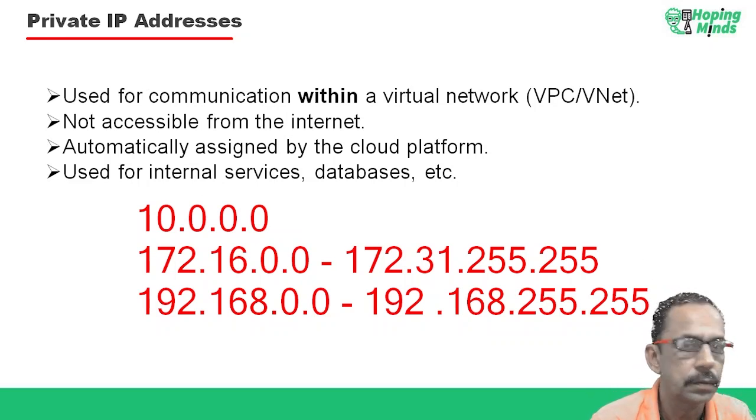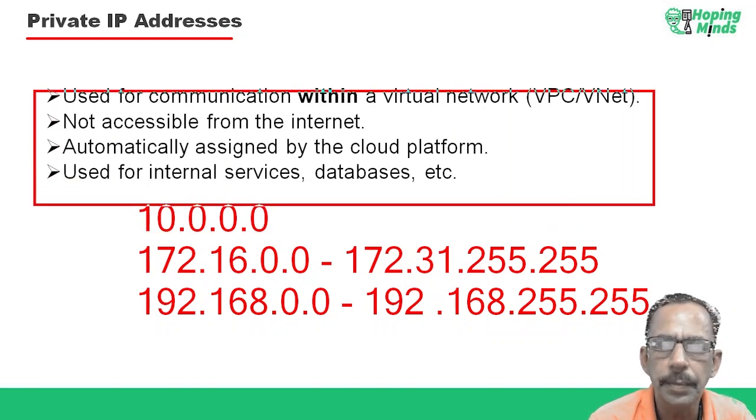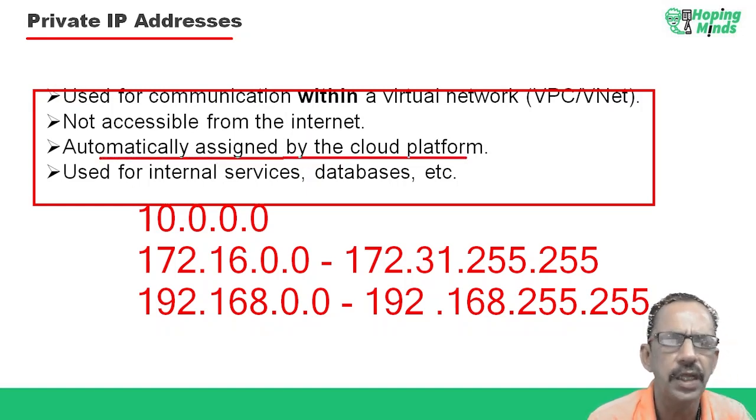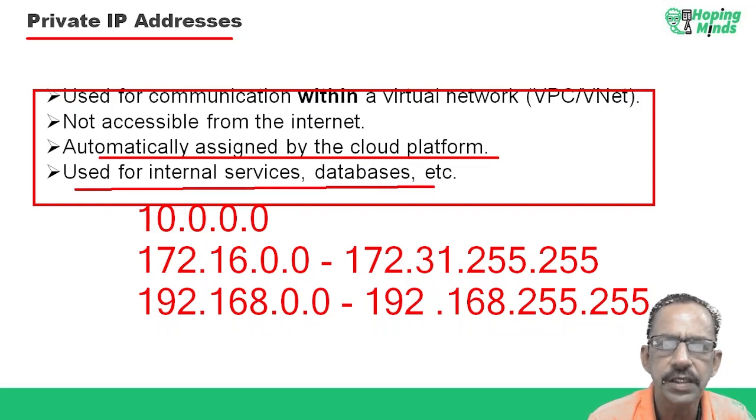So, private IPs are used for communication within the private virtual network. They cannot go over the internet and are not accessible to the internet. They are automatically assigned by the cloud platform with the help of DHCP service. It is used for internal services, databases, etc.